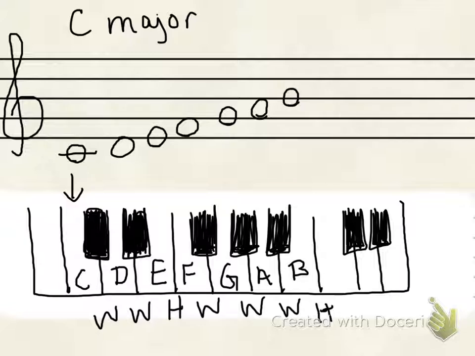There we go. And then we need a half step, and just like when we were going from E to F, going from B to C will give us a half step. And so that's going to give us the major scale. The major scale is going to sound like this.